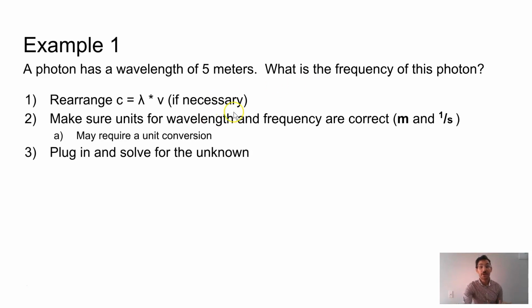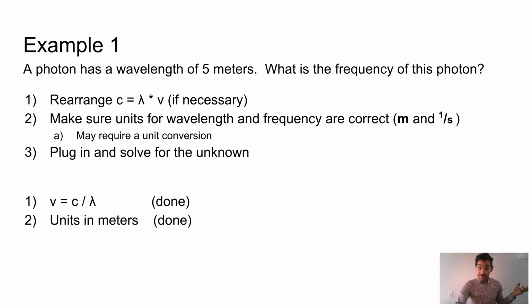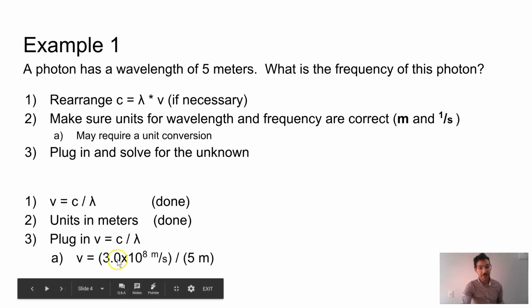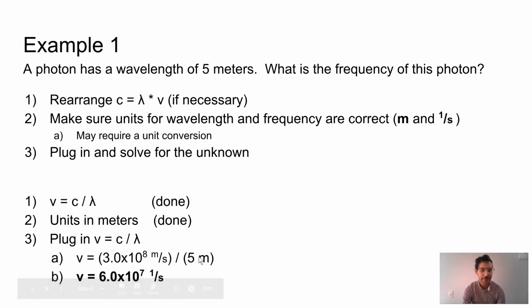And so once we've got our units correct and our equation rearranged, we're just going to plug in and solve for that unknown. So let's do it here. I've got my equation rearranged so that frequency is all by itself. My units are already in meters, great, and speed of light is always in meters per second. So all I need to do now is plug in. So I will divide the speed of light, C, by my wavelength. And that will give me my answer.